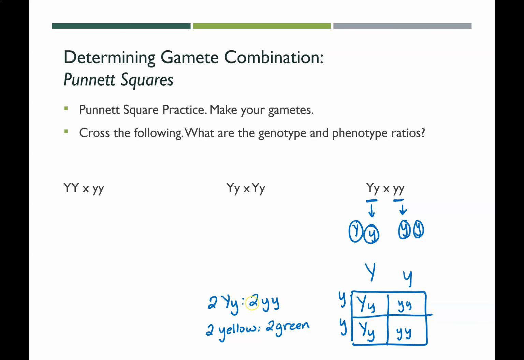Now, in general, I would like you to reduce your ratios. I won't necessarily take off points if you don't, but it does make grading a little bit easier. If everybody reduces, then I know everybody's on the same page.